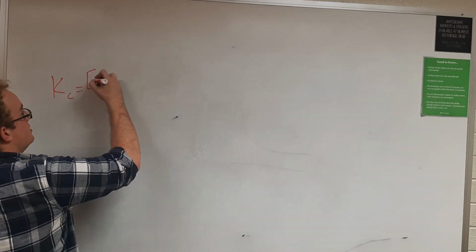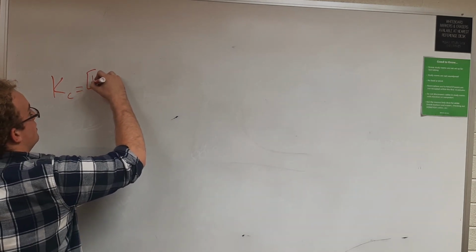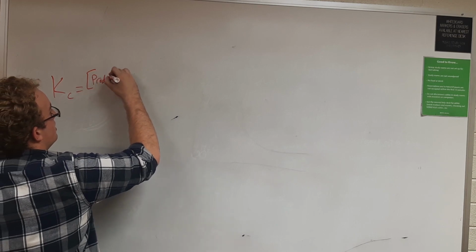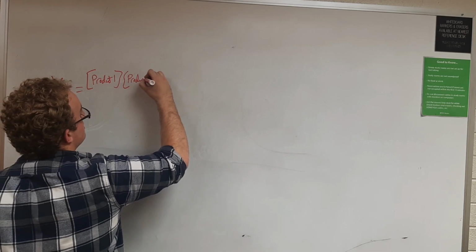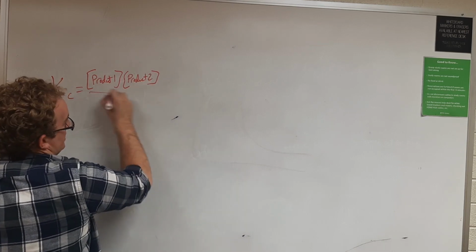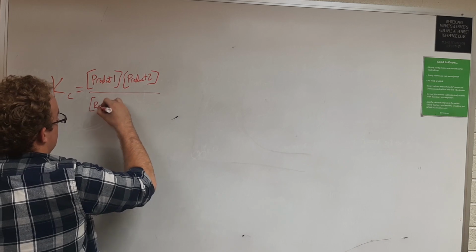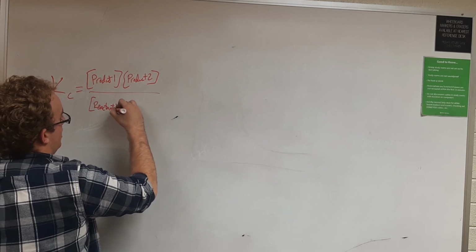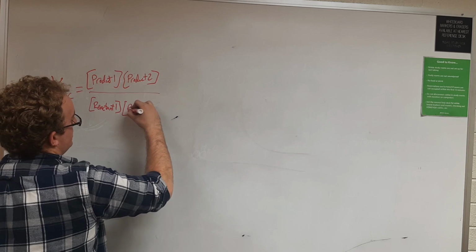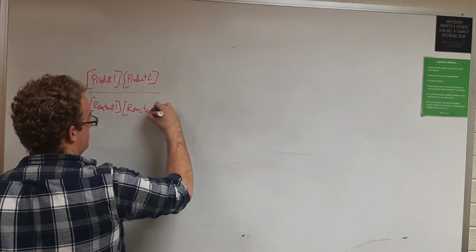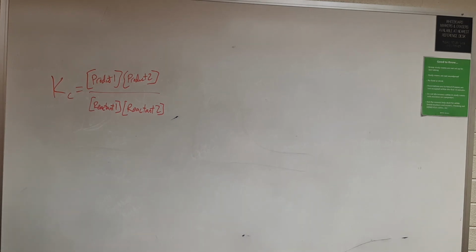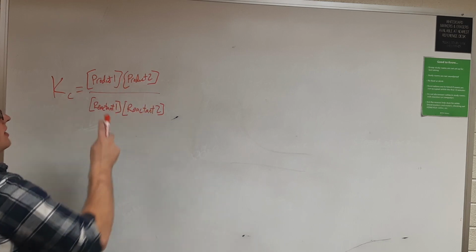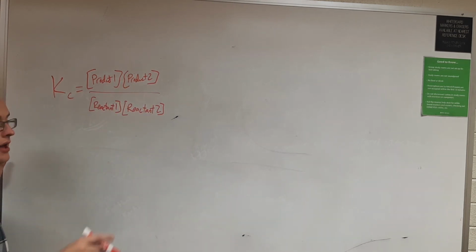You have the concentration of your products. So I'll just write product 1 and product 2 over your reactants, whatever they are. Reactant 1, reactant 2. Right? And this is kind of measuring about where your equilibrium rests. Because you have your concentrations up here, and these are in terms of molarity, moles per liter.